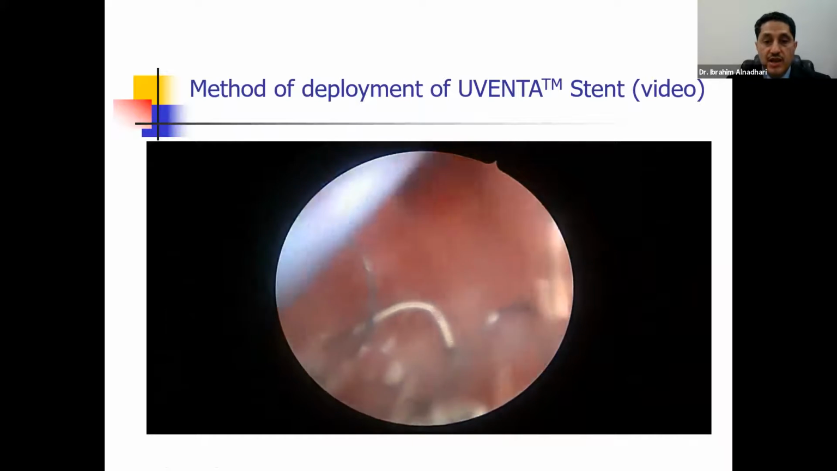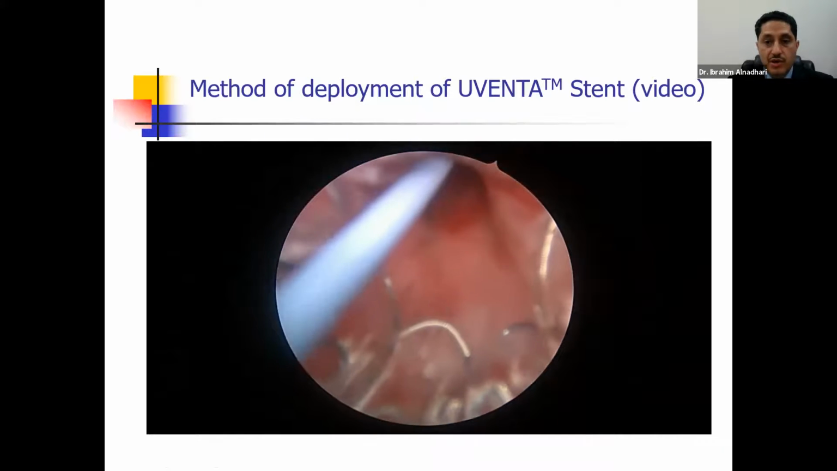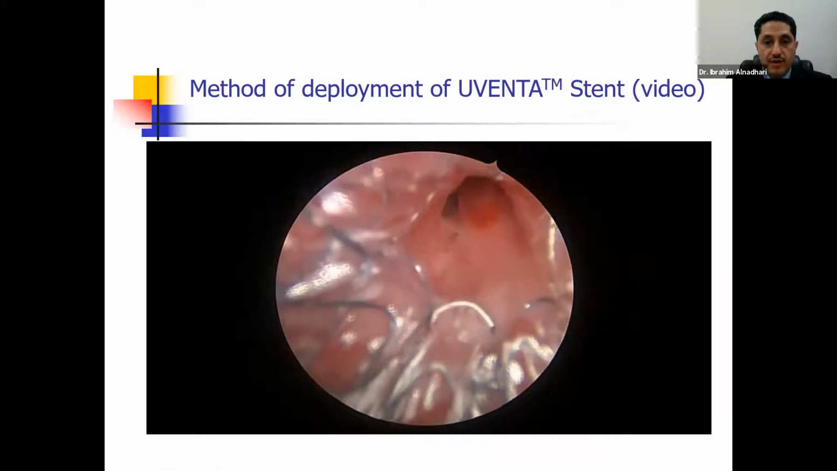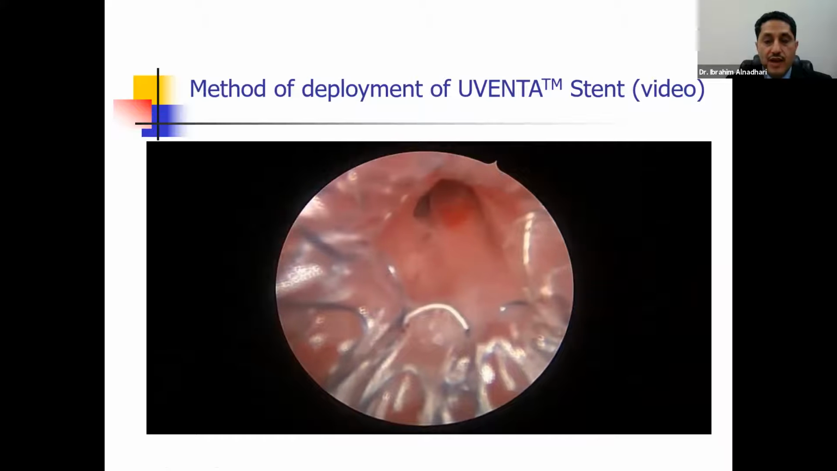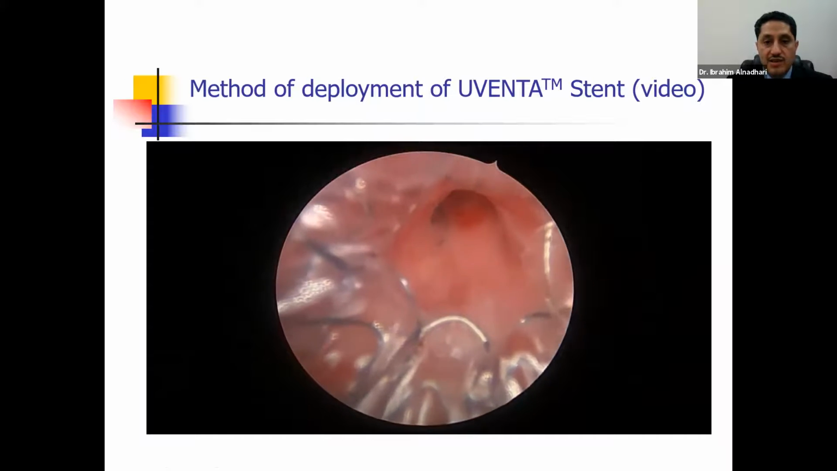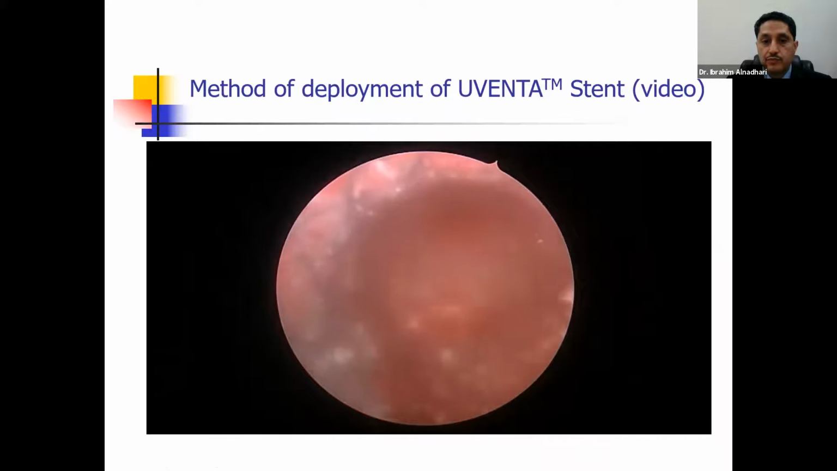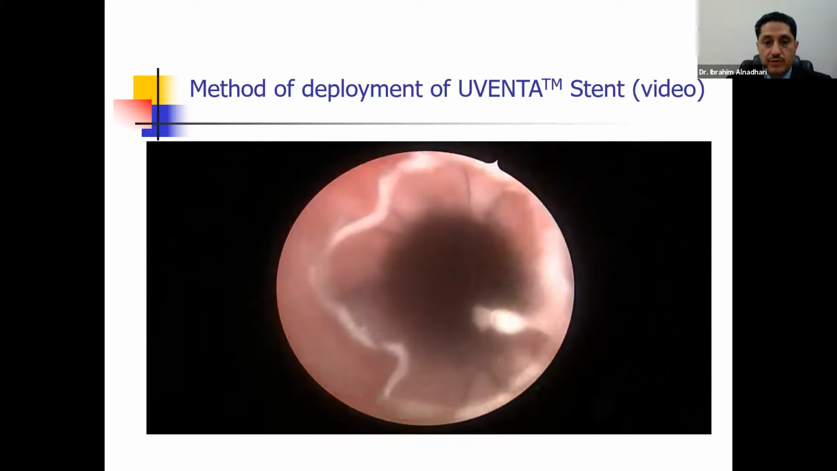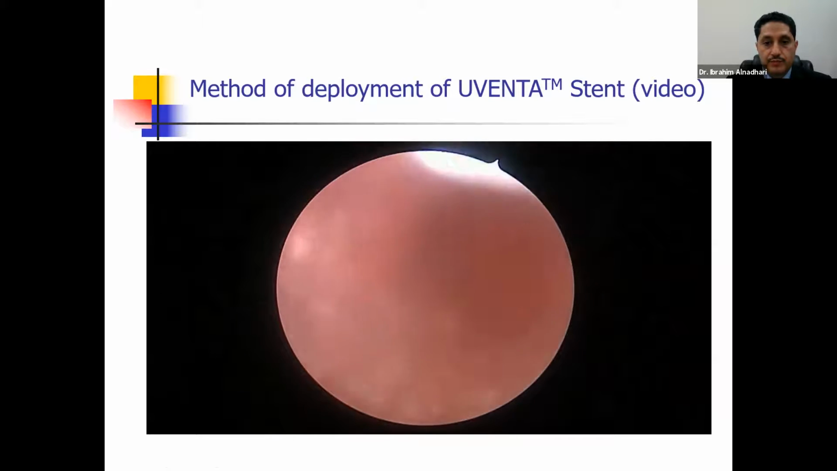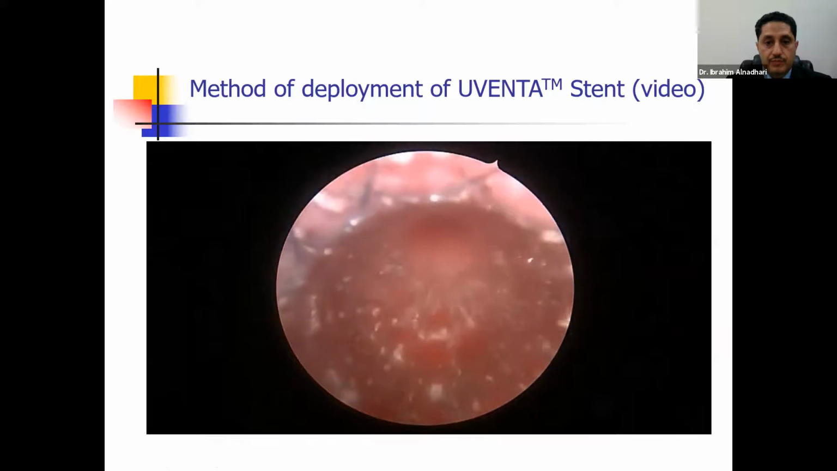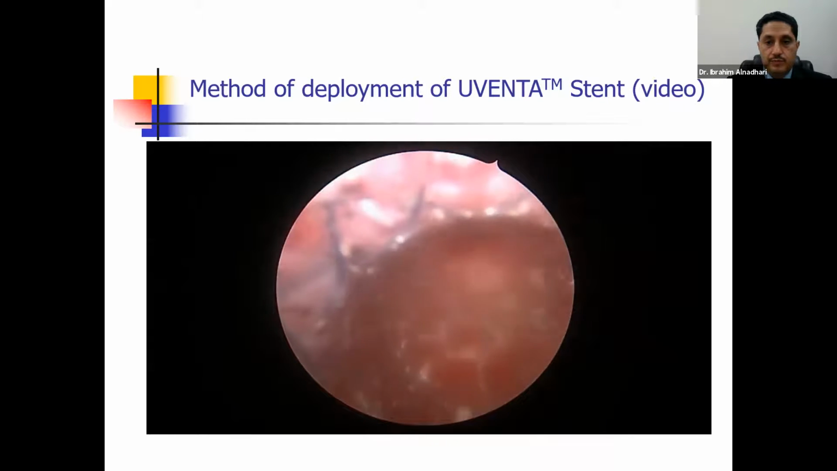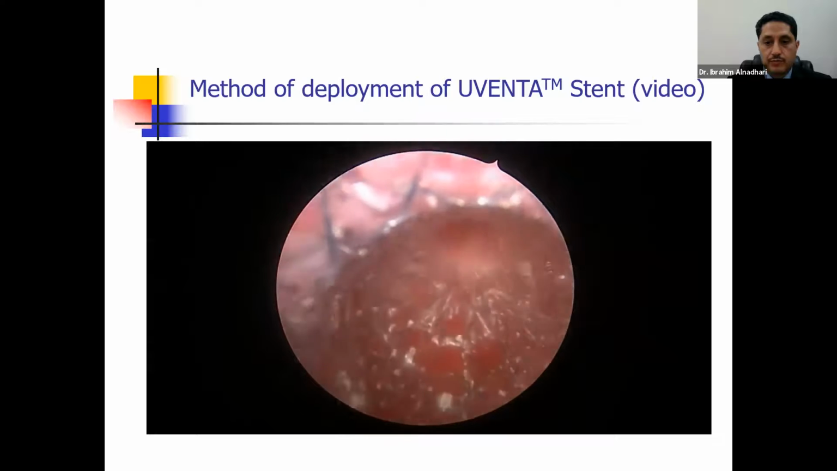Now we can go even with the 22 French cystoscope through this UVENTA stent, and again we need to check the site of the stent in relation to the external urethral sphincter. Sometimes if it is extending to the sphincter area, we can readjust it or pull it outside. Also, we are asking the patient to cough or to strain, which helps us to identify the site of the sphincter.